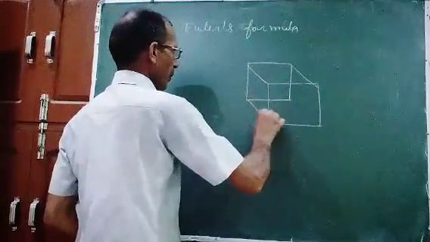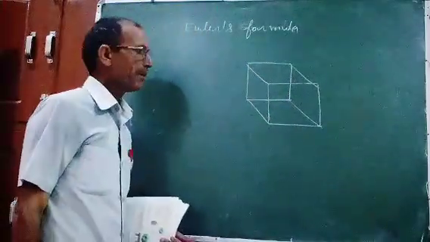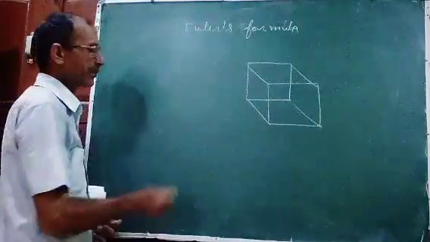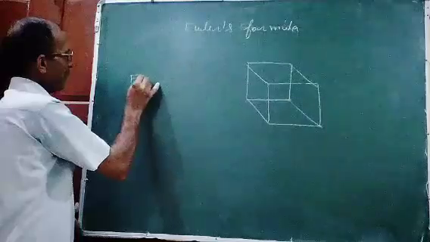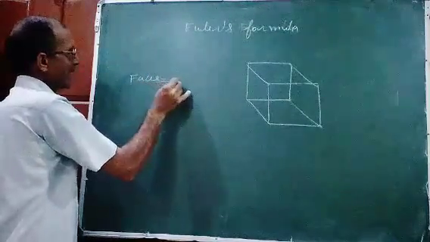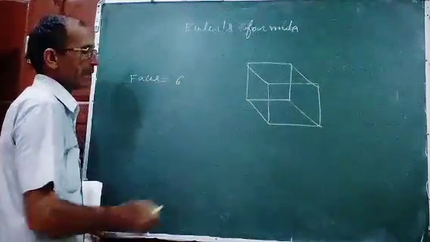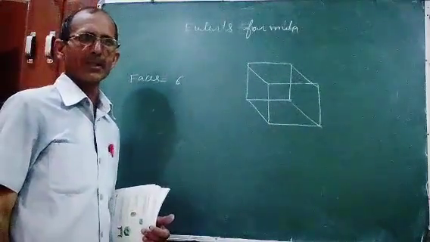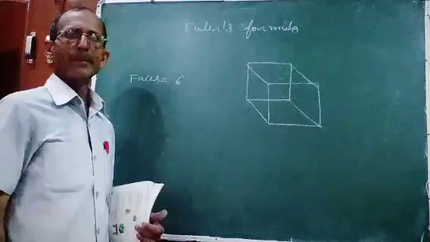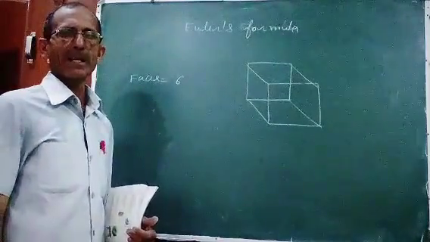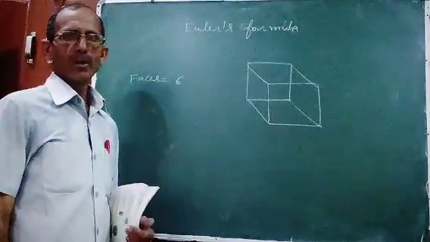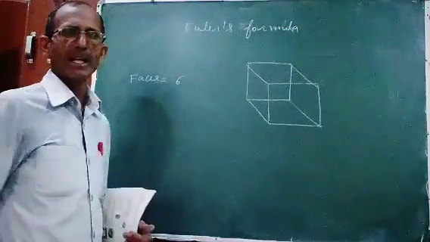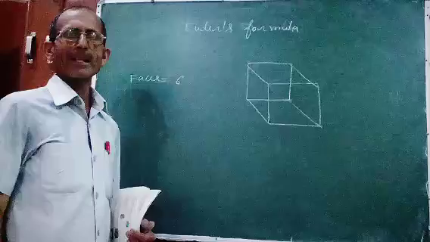So a cube and cuboid, how many faces are they having? Faces are 6. If you are sitting in a cuboidal or rectangular room, that is an example of a cuboid. Or if you are sitting in a square room, where length, breadth and height are all equal, then we can say this is a cube.